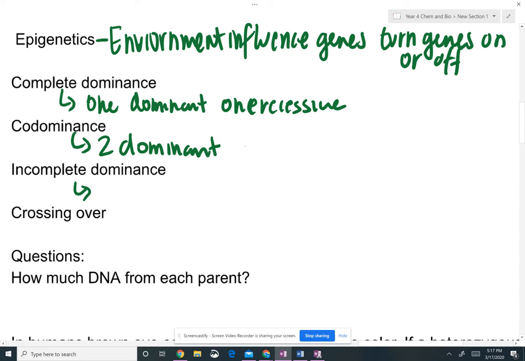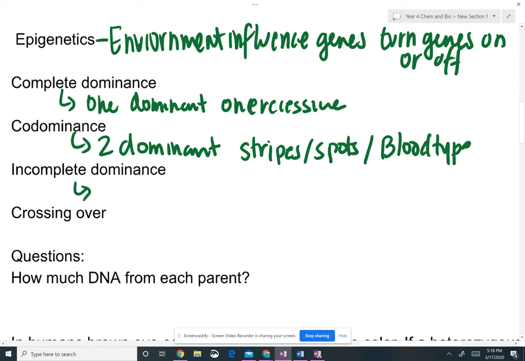In codominance, you guys will also see stripes and spots. So that is going to be your most common thing. Another thing that you guys will see on this one is blood type. So those are some big things that you guys will see on there.